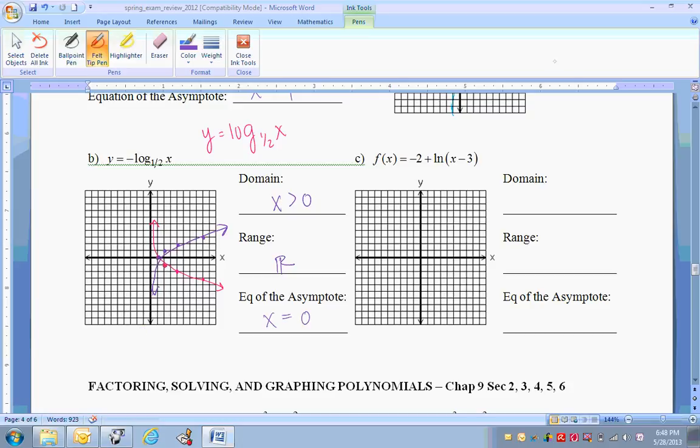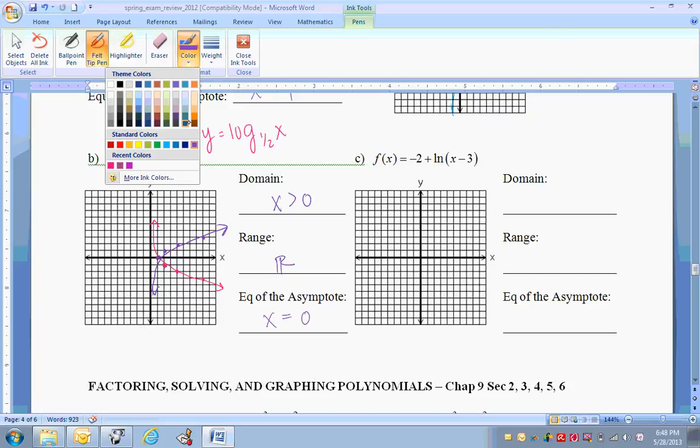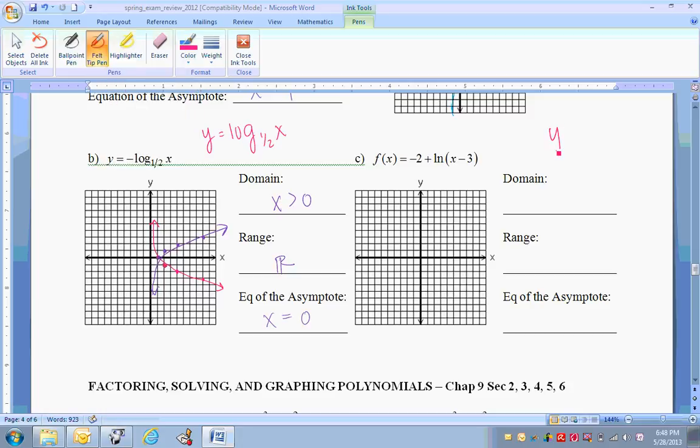Okay, moving on to part C, let's go ahead and graph our parent function, which is y equals ln of x. And we know that the graph point that we can rely on is at 1, 0. Well, this negative 3 inside with the x is telling me I'm shifting everything to the right 3. And this negative 2 out front means I'm shifting down 2.